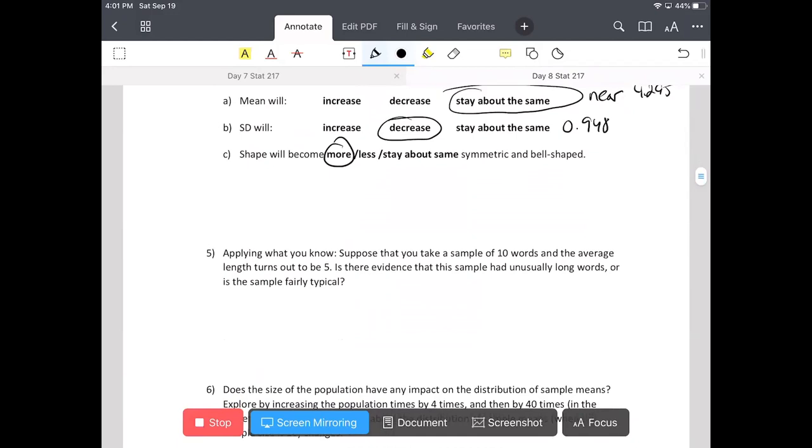So applying what you know, suppose that you take a sample of 10 words and the average length turns out to be 5. Is there evidence that this sample had unusually long words, or is it fairly typical? Now, what you want to do is use what we know from above and apply that and give that a shot, and then come and check your answer. So pause the recording for a moment, please.